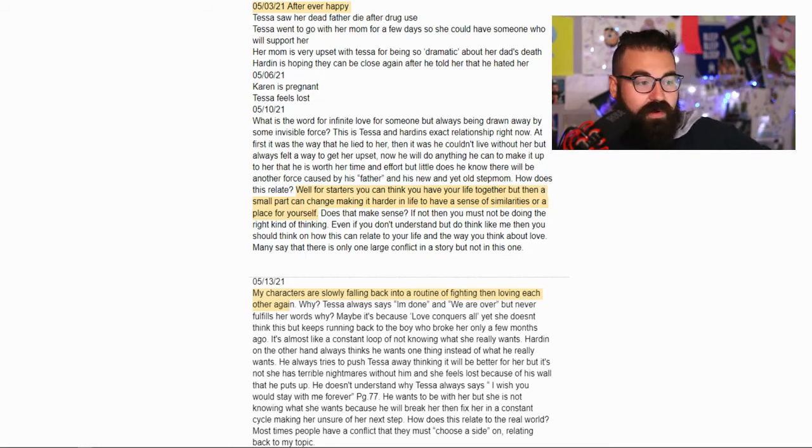But here's my favorite part, 5:13. It says, "My characters are slowly falling back into a routine of fighting, then loving each other again. Why? Tessa always says, I'm done and we are over, but never fulfills her words. Why? Maybe it's because love conquers all." I'm going to stop there and point out that they start with this "my characters" thing. We can see their ownership of the characters in the story. Like they are their pets in some ways. We have this super strong connection, which is how we want you to feel about your characters.